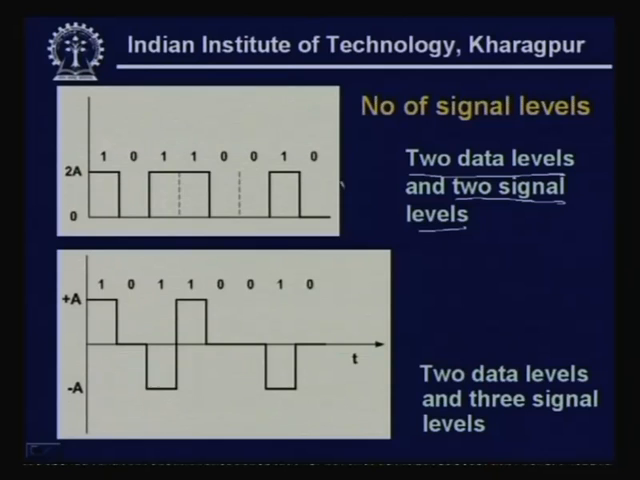So, this is an example, and another here at the bottom, as you can see, you can have 2 data levels 1 0 1 0. So, it is binary data, but it has got 3 signal levels: plus A, then 0, then minus A, plus A, 0, minus A, that means positive voltage, negative voltage and 0 voltage. As you can see here you have got positive A, then 0 here, then negative A. So, these are the three levels that are being used here for the purpose of encoding.